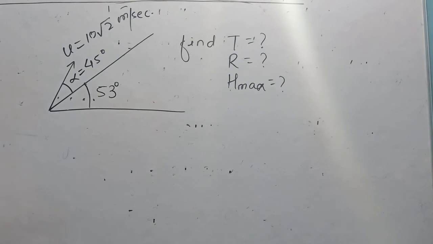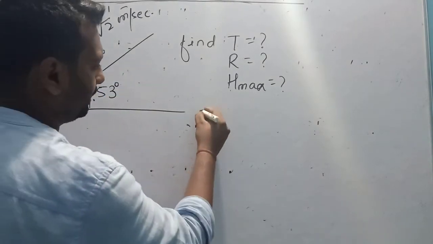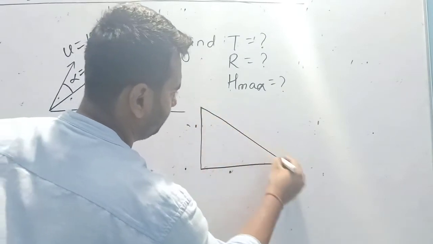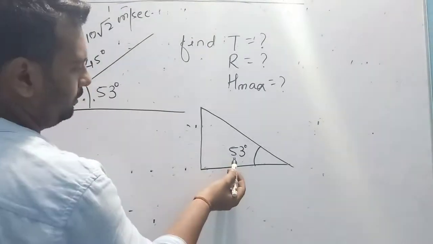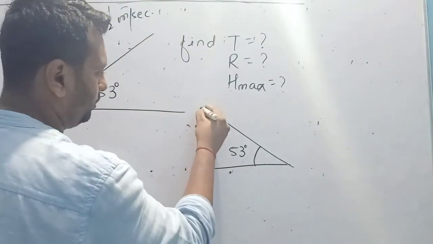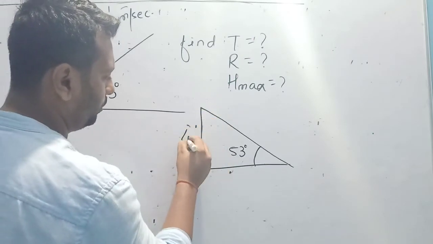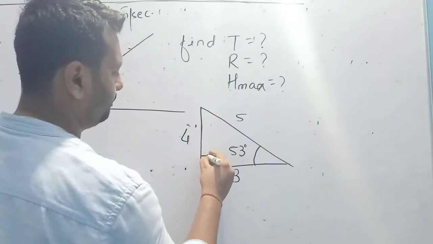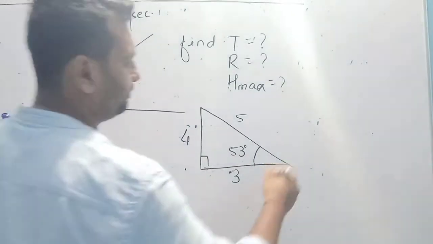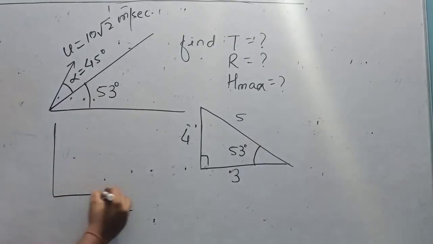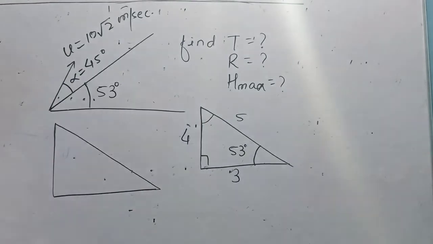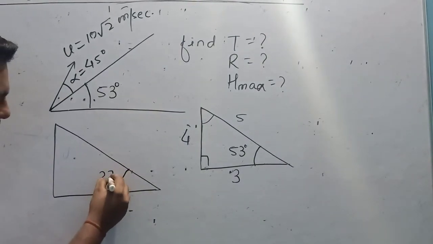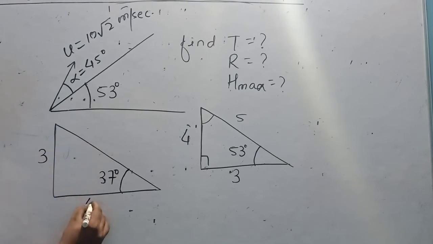You can easily solve it. I am giving you some hint. For 53 degree, remember one triangle. If this angle is 53 degree, the front length of this side will be 4, this will be 3, and this will be 5. And if this is 53 degree, what will be this? This will be 37 degree. For 37 degree, 3, 4, 5.